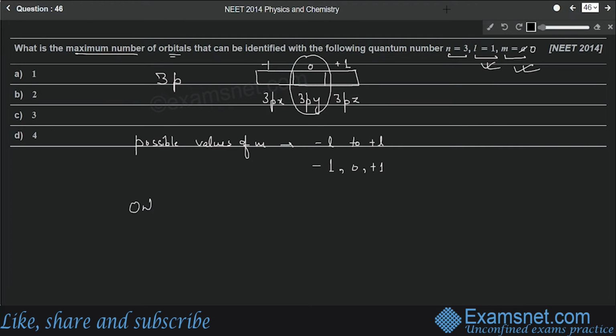Only one orbital can be identified from the given data. Okay, because there are three possible values but only one value is mentioned in the question. So the maximum number of orbitals that can be identified is 1. That means option A will be the correct answer.